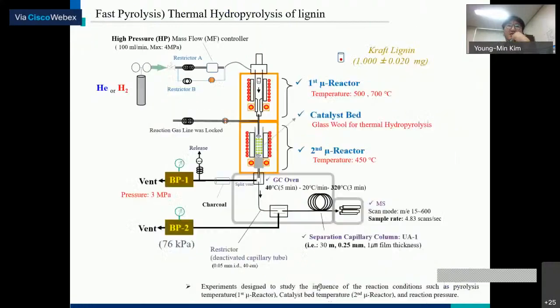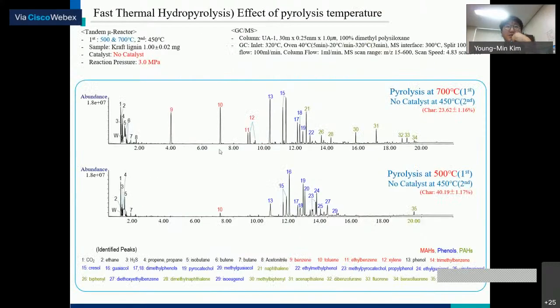So you can see this kind of reactions. Also, if I attach the separation column and apply almost the same conditions, we can get this kind of different chromatograms. So when we apply 500 Celsius degree, as we expected, most of the product consists of the phenolic products. But in case of 700 Celsius degree, the important thing is the reaction gas is hydrogen.